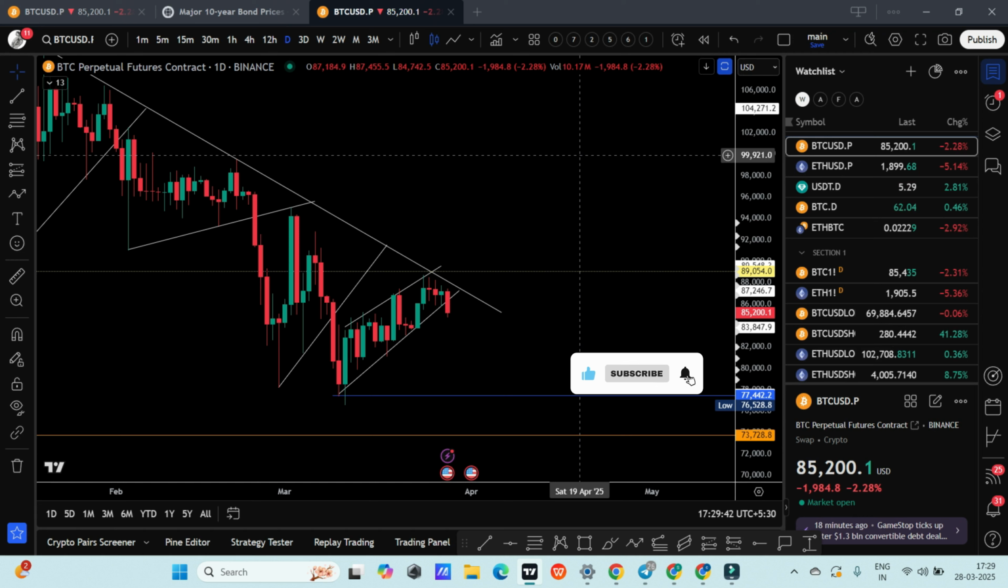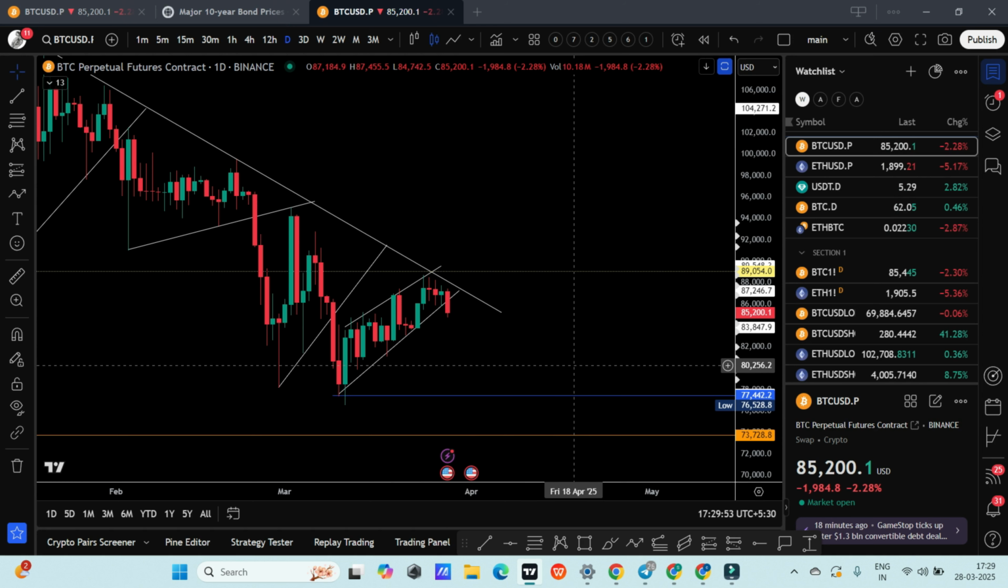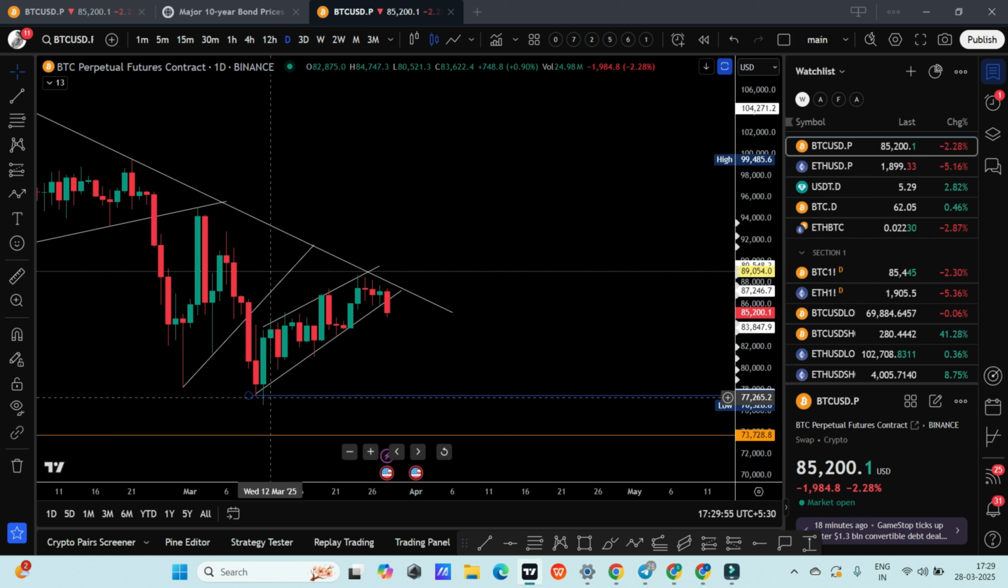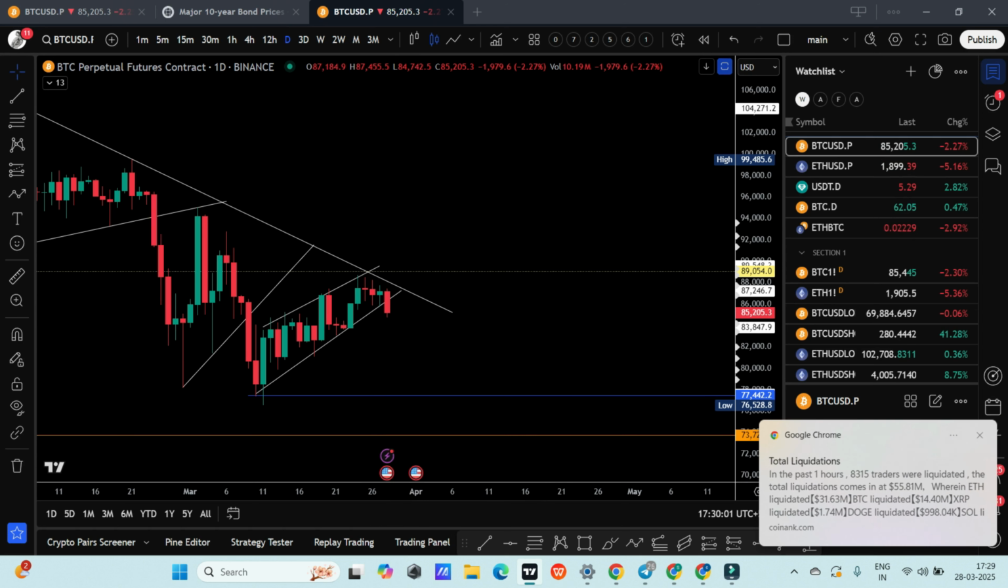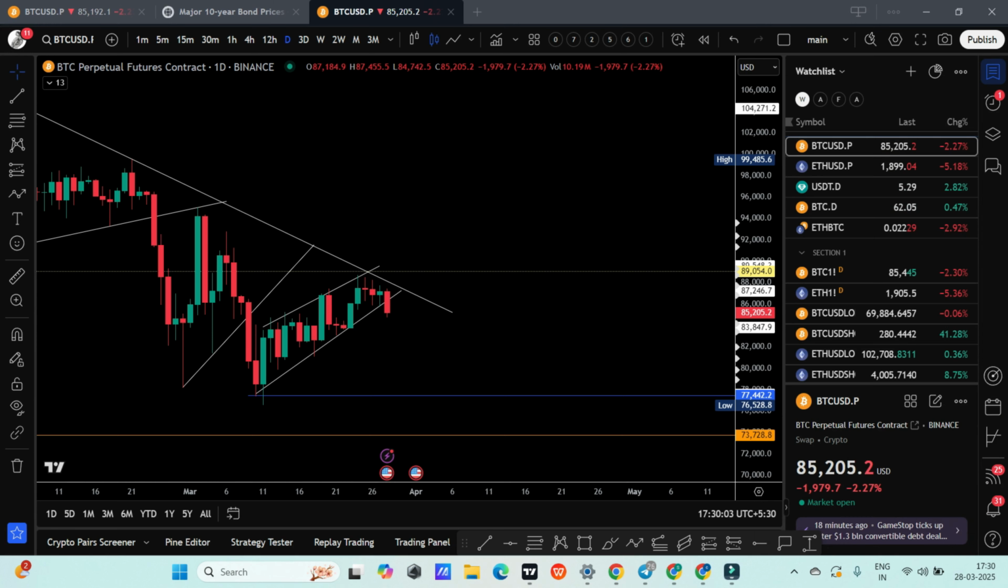So I am expecting that by the end of the 10th of April will be the final result of where the market is going. I also don't love the market falling down, but we need to accept the reality. So if the market is not crossing below $77,500, there is a possibility the market will start bouncing here with a double top, double bottom pattern.